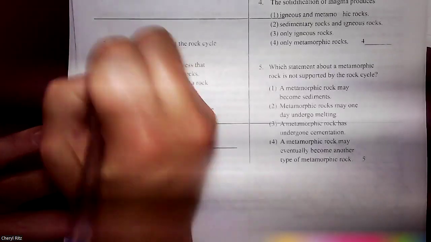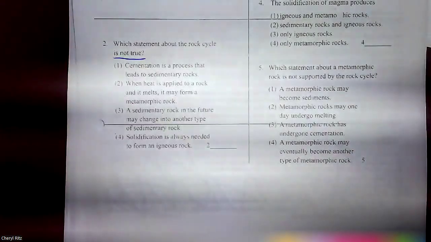This one is not a real Regents question. The Regents doesn't usually do which ones are not true. That is the only time they're not jerk faces. They don't do that, but this question is which one's not true. So in other words, three of them are going to be right. Which one was wrong?